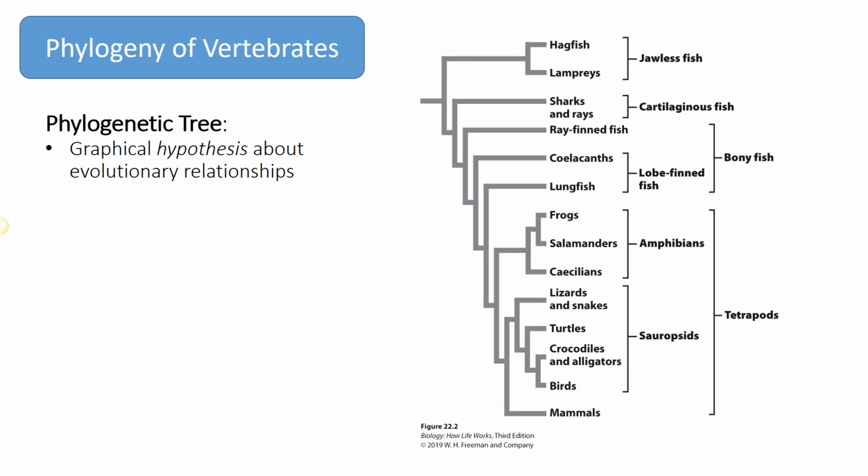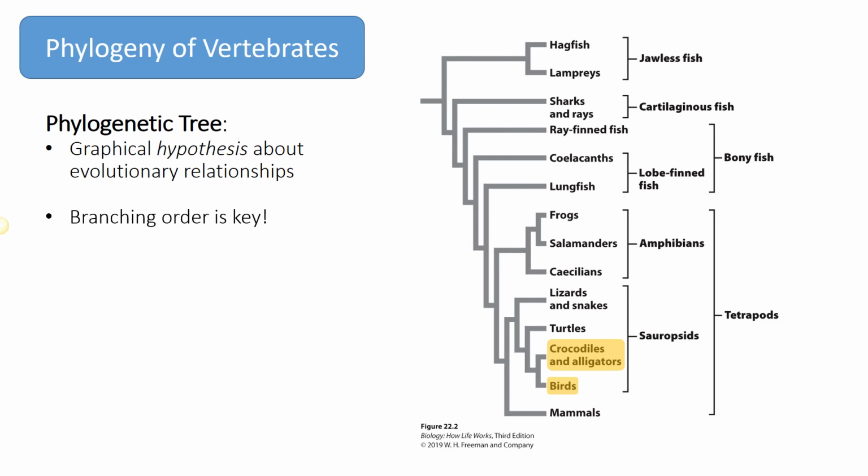As such, phylogenetic trees are graphical hypotheses about evolutionary relationships. The branching order found in a phylogenetic tree hypothesizes the evolutionary relationship within a group. For example, this tree proposes that the closest living relatives of birds are crocodiles and alligators. They are joined by a recent common ancestor at node A.